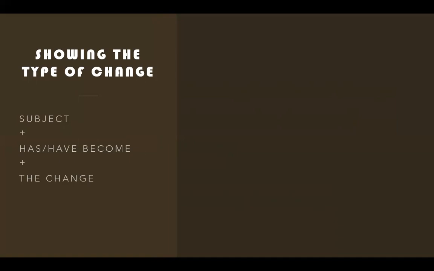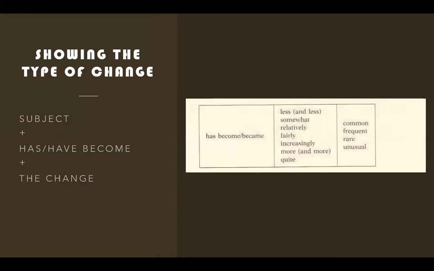Here is one example from your textbook. Single parenthood, for example, has become more common. Itu satu contohnya. Orang tua tunggal telah menjadi lebih lazim. That's the change. Something has become something. Perhatikan di sini ada has become yang bisa diikuti dengan less or more common. Ini perubahannya, less or more common.